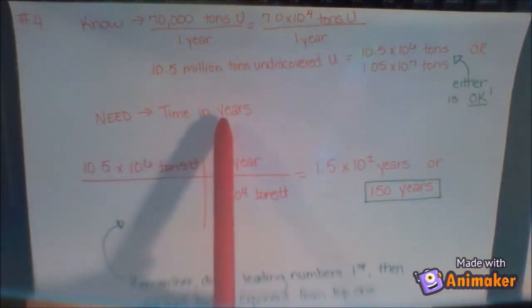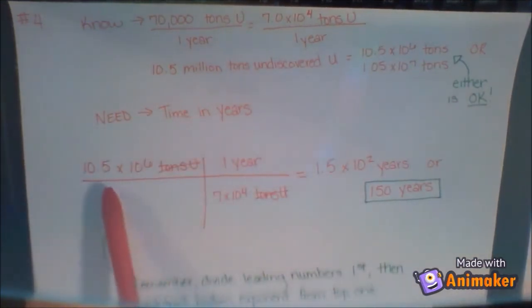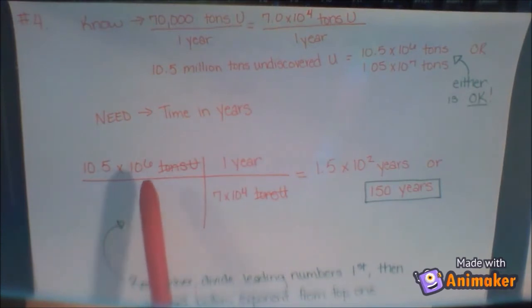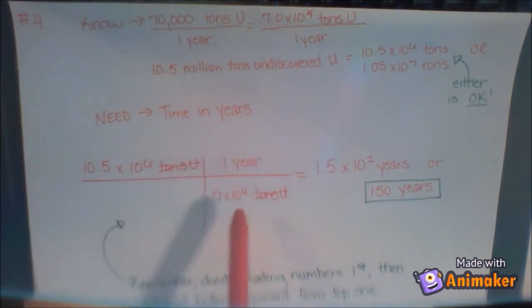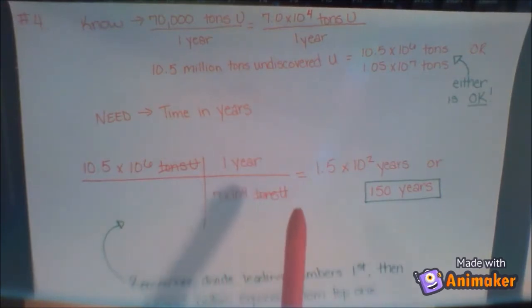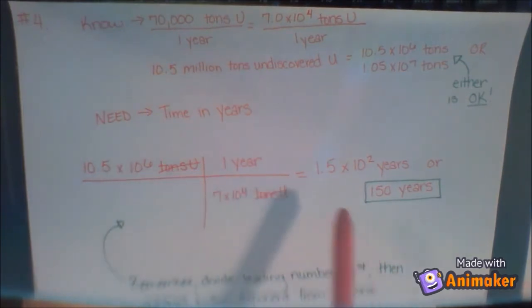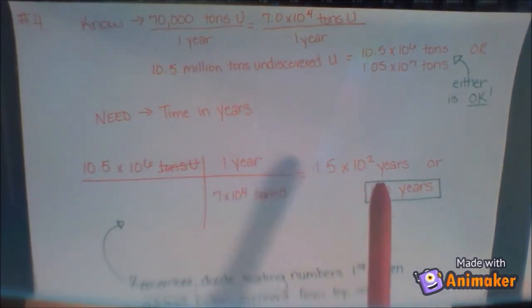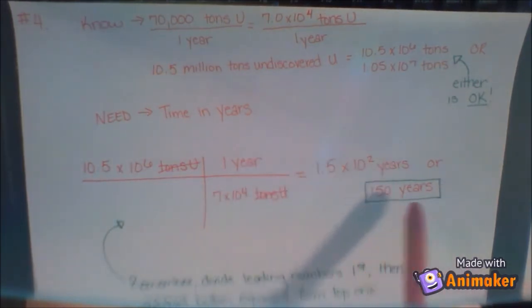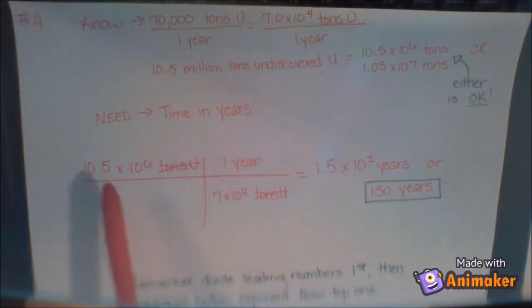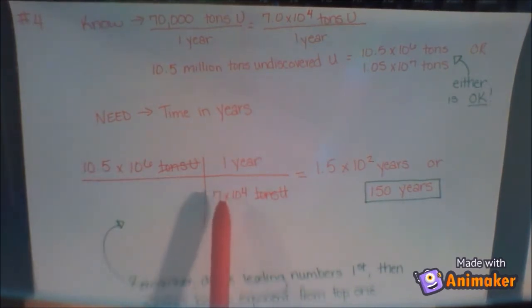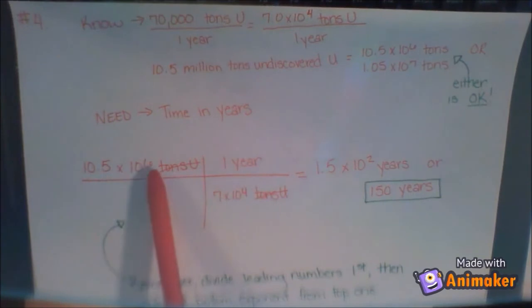We need to know time in years. So we take our undiscovered uranium, 10.5 times 10 to the 6th, and we're going to multiply that by 1 year over 7 times 10 to the 4 tons of uranium. The tons of uranium are going to cross out, and we're going to end up with 1.5 times 10 to the 2 years, or 150 years. Remember, when you are dividing by numbers that are in scientific notation, you divide the leading numbers first, and then you subtract the bottom exponent from the top exponent.